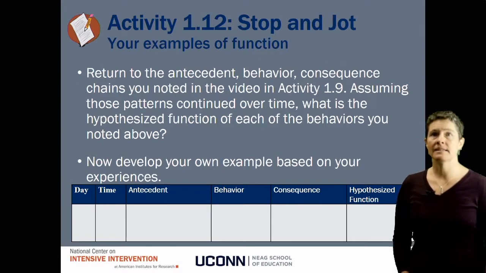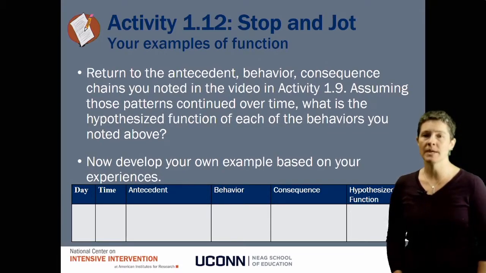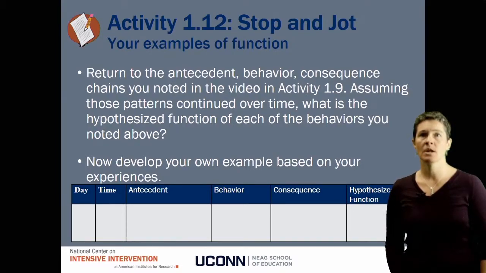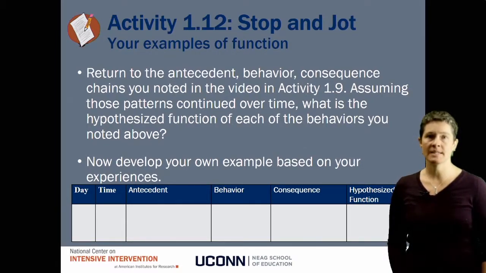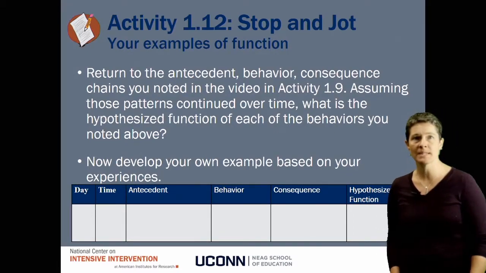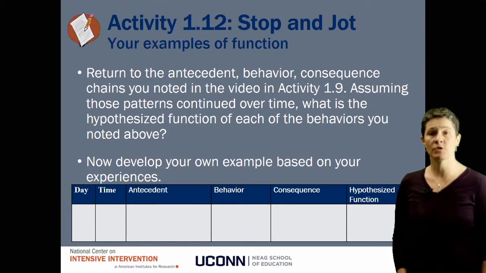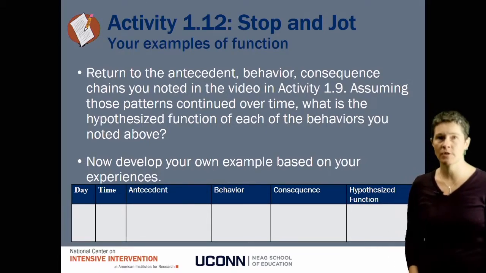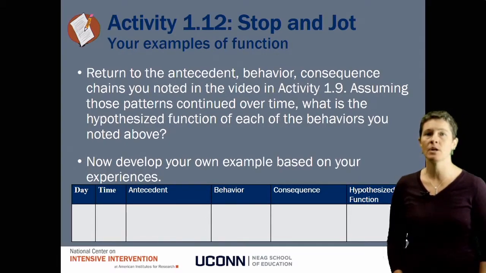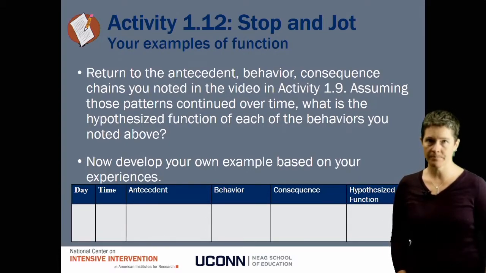Once you've done that, then try to develop your own example based on something that you've seen in your classroom or in a classroom in which you've been observing. See if you can identify a typical antecedent behavior and consequence chain, and if that were to continue on a regular basis, what would you say the hypothesized function of behavior is? Remember, you have two options when we're thinking about function of behavior: to get or obtain something, or to escape or avoid something.